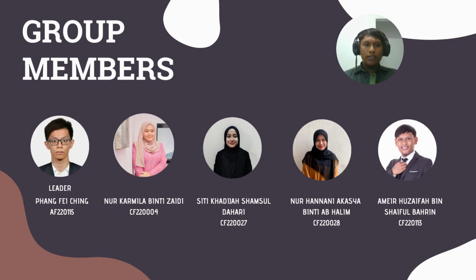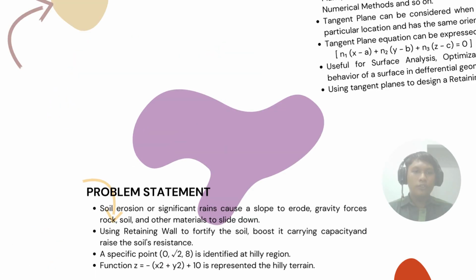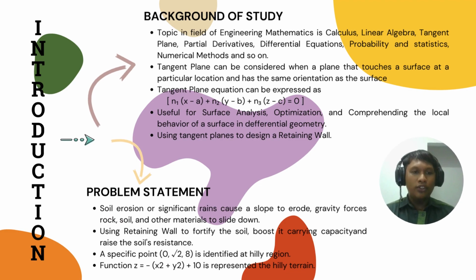220027. Next is Nur Hanani Akasha binti Abdul Halim, metric number CF220028. And last is me, Amir Huzaifah bin Syaiful Bahrain, my metric number is CF220113. Thank you. So next, we go through the introduction.